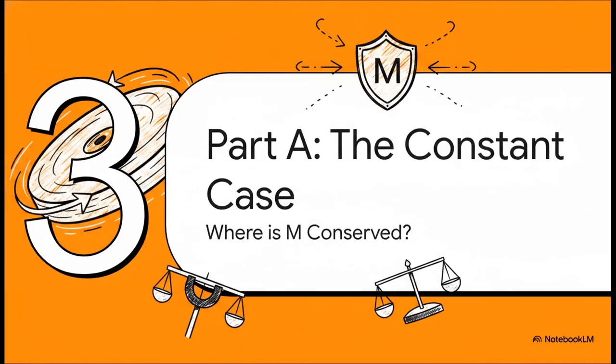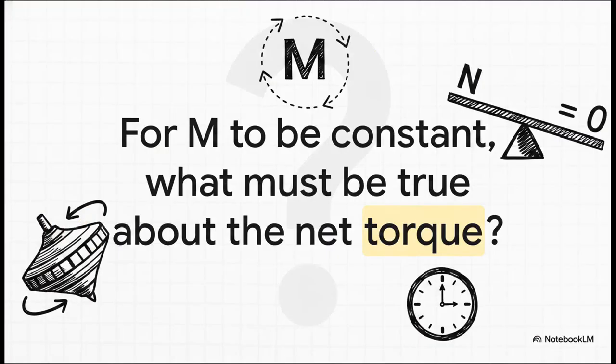Okay, we've got our tools ready. Let's start solving. Part A asks, relative to which points does the disk's angular momentum stay constant during this collision? So we're basically hunting for spots where there's zero net torque. Let's just reason this out together. If we want the angular momentum M to be constant, what does that mean about its rate of change? Well, it has to be zero, right? And what did we just say causes angular momentum to change? Torque. So the logic is really straightforward. For M to be constant, the net torque must be zero. Our job now is to find all the points in space where that condition is true.